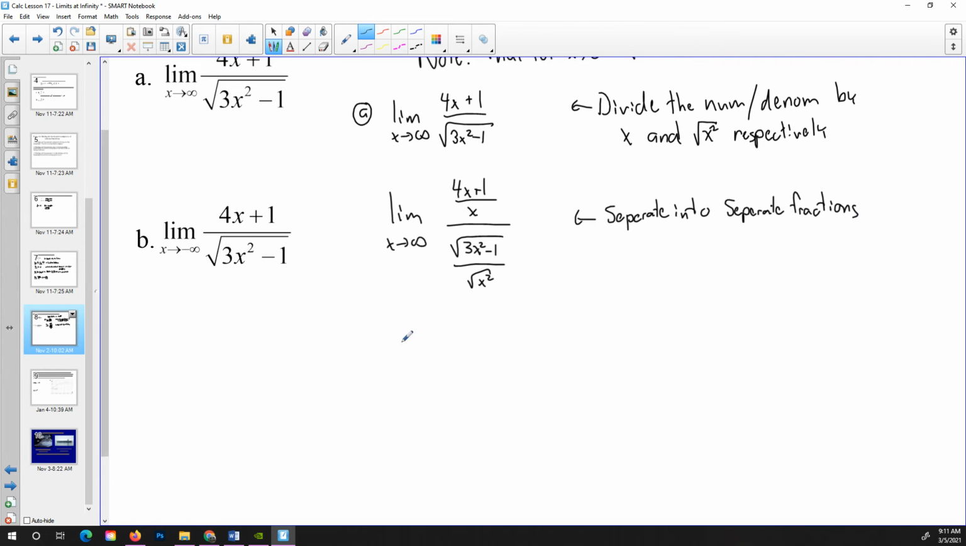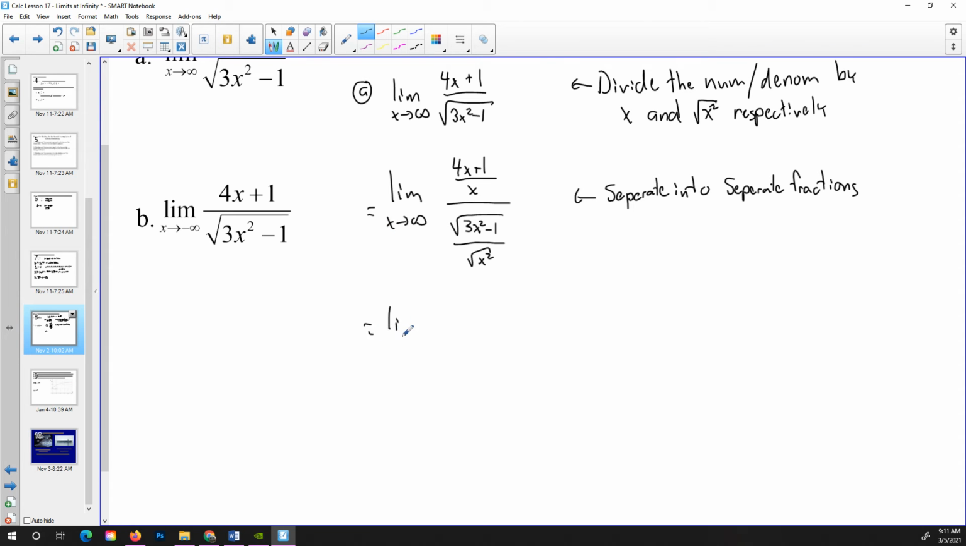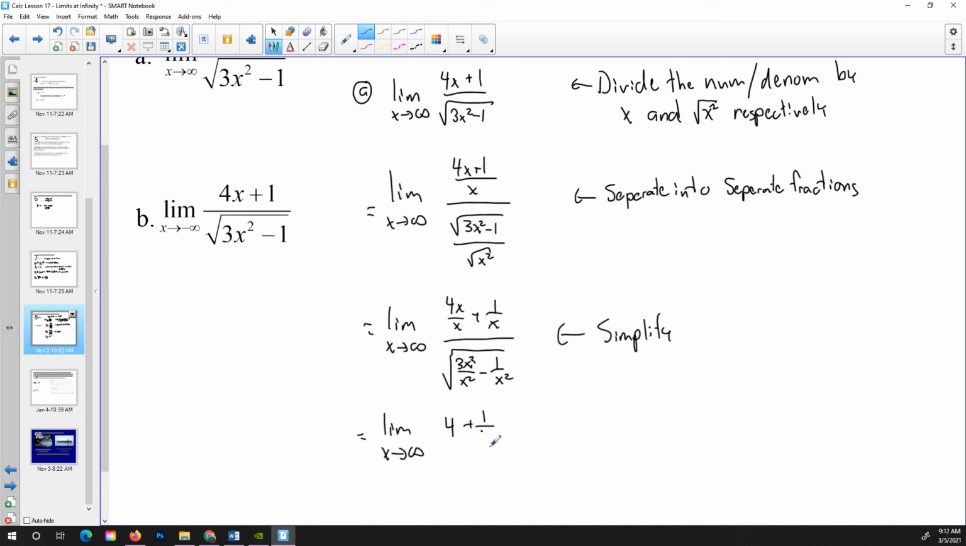So here I have the limit. This equals the limit as x goes to infinity of 4x over x plus 1 over x, all over the square root of 3x squared over x squared minus 1 over x squared. And now I'm going to simplify this. And so I'll get the limit as x goes to infinity of 4 plus 1 over x, all over the square root of 3 minus 1 over x squared.